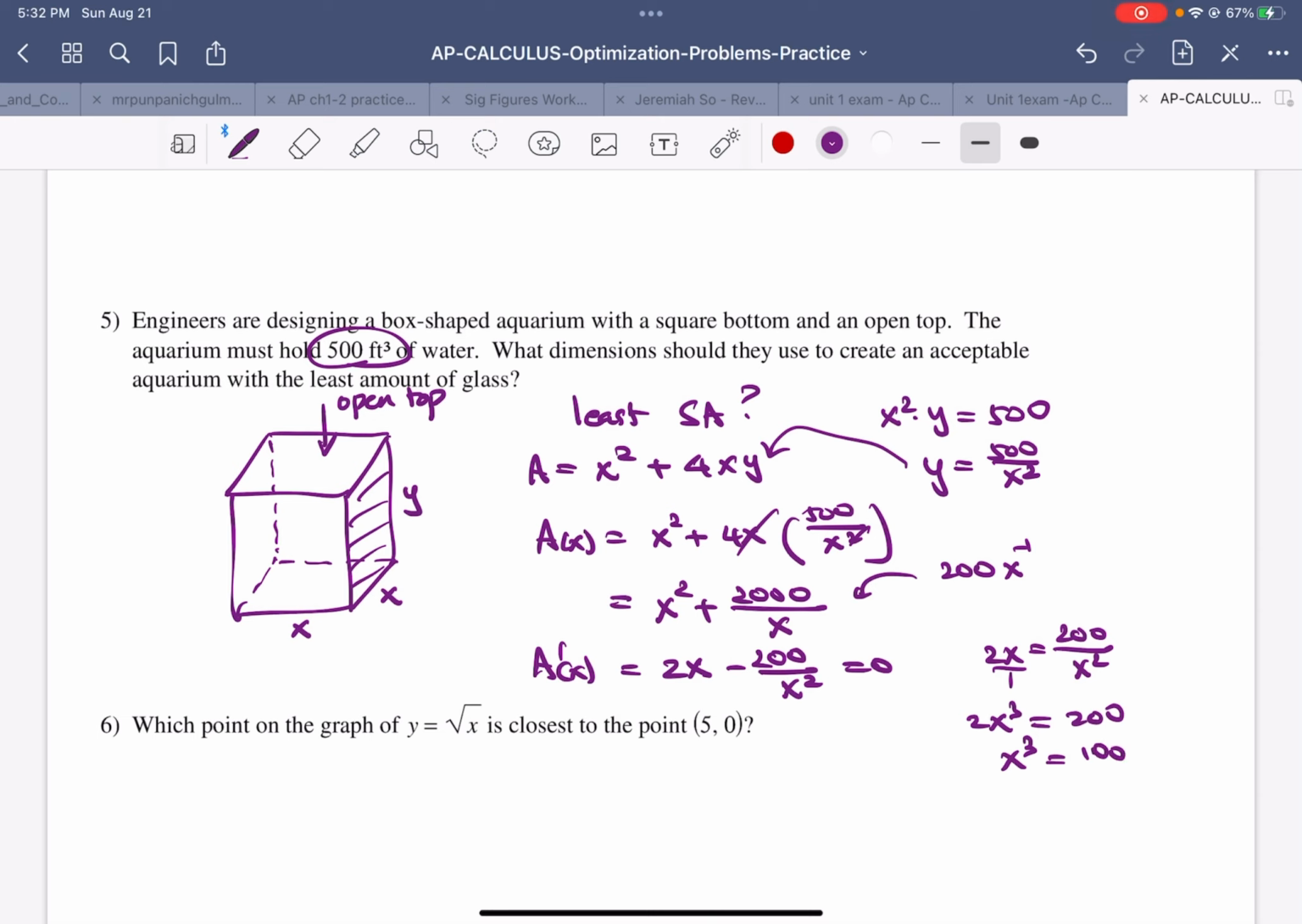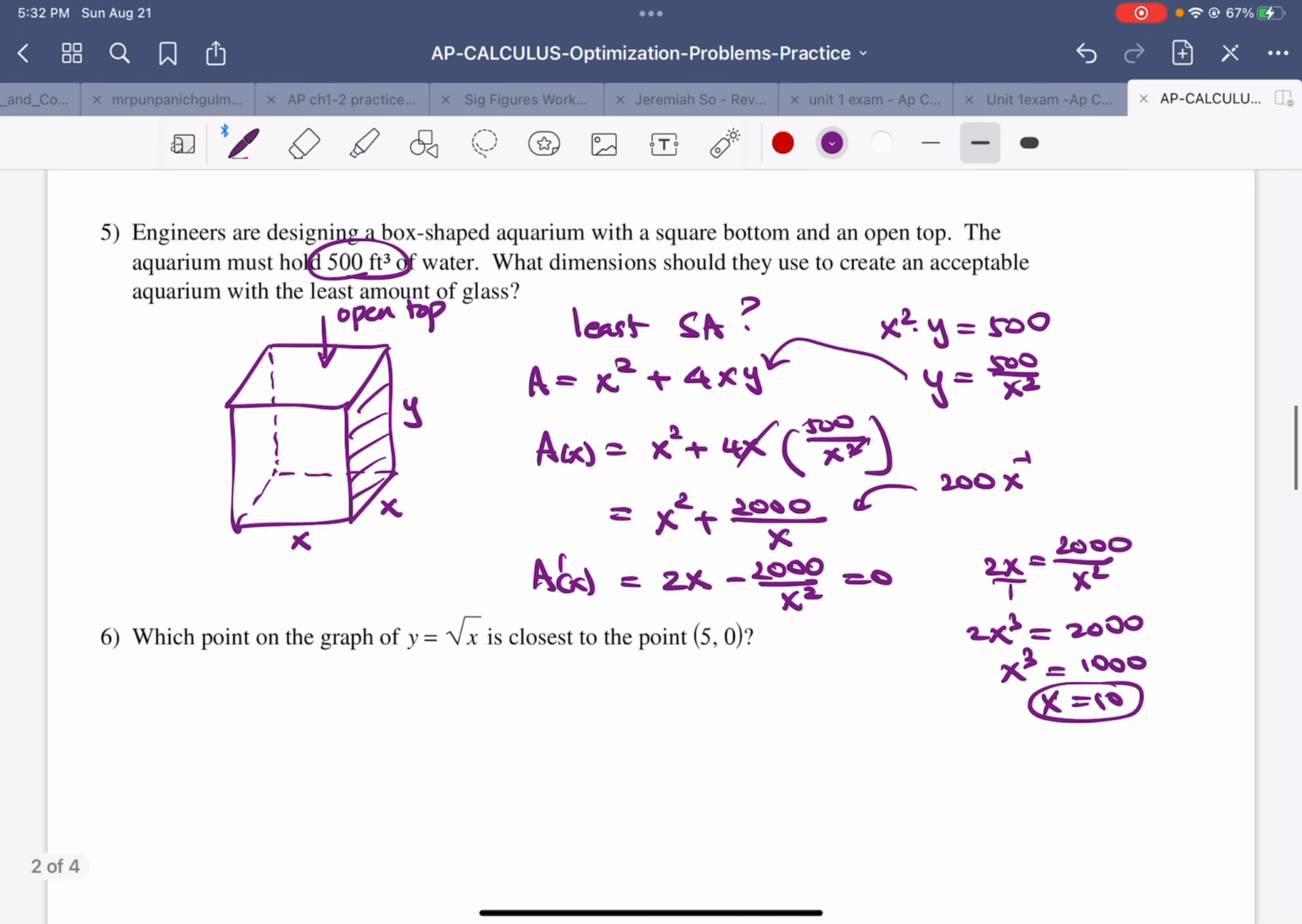Hold on. 2x cubed equals 2000 actually, right? So that's 2000, so x cubed is 1000. So x is 10. Okay, x is 10. Now, how do you know that one is a minimum value?